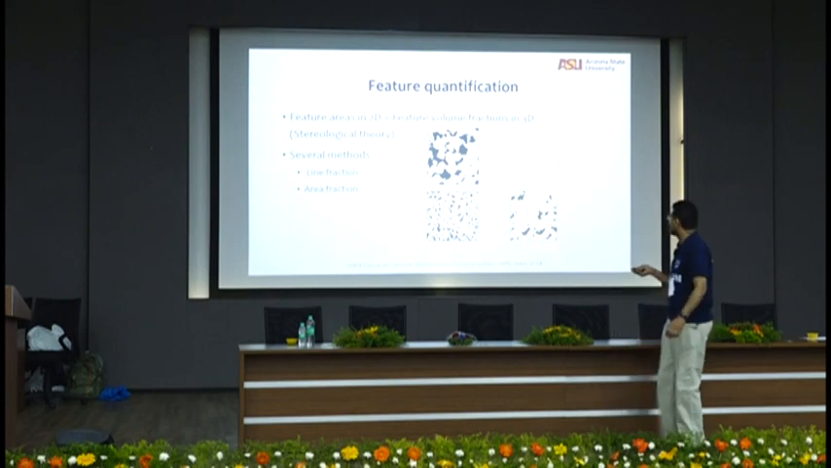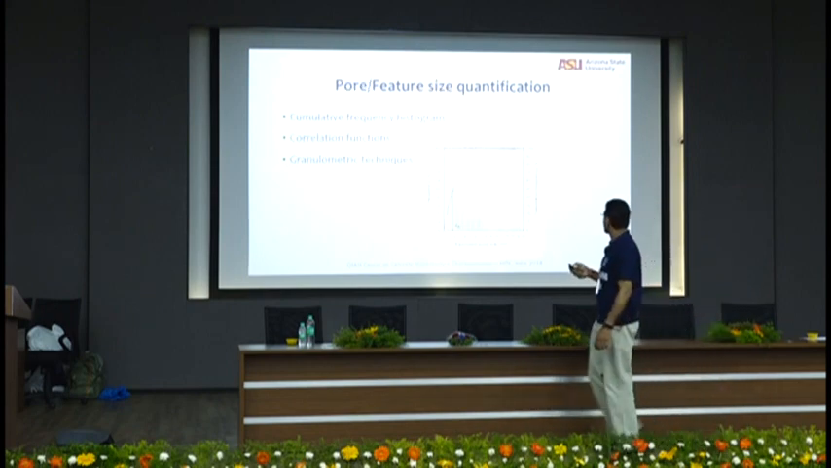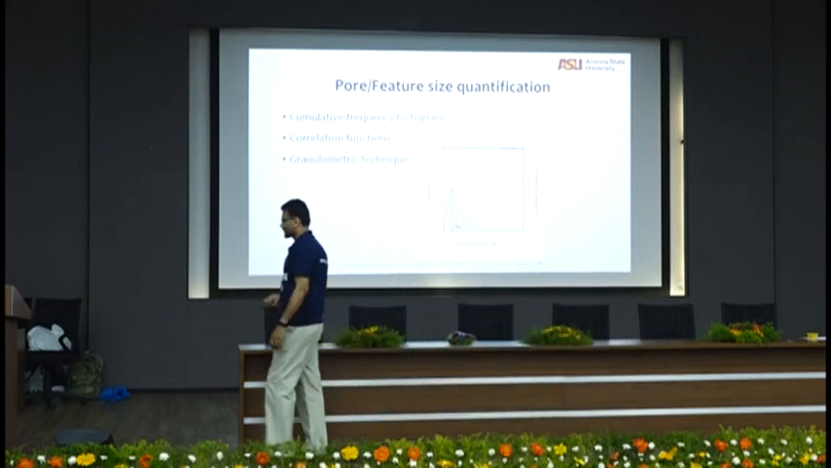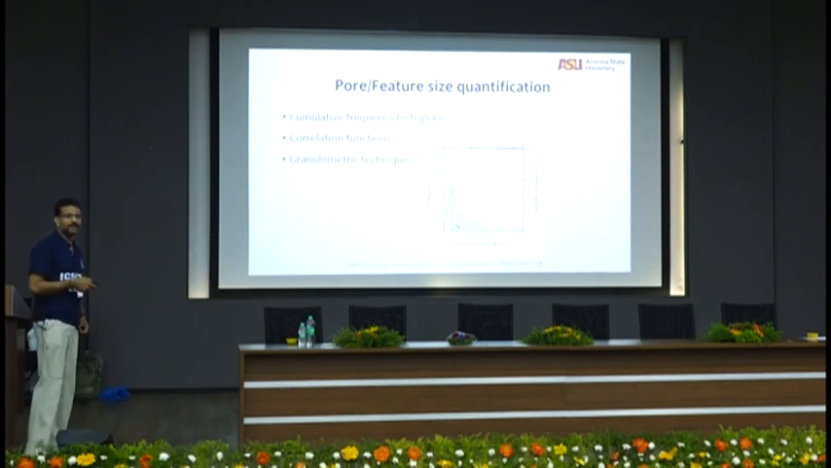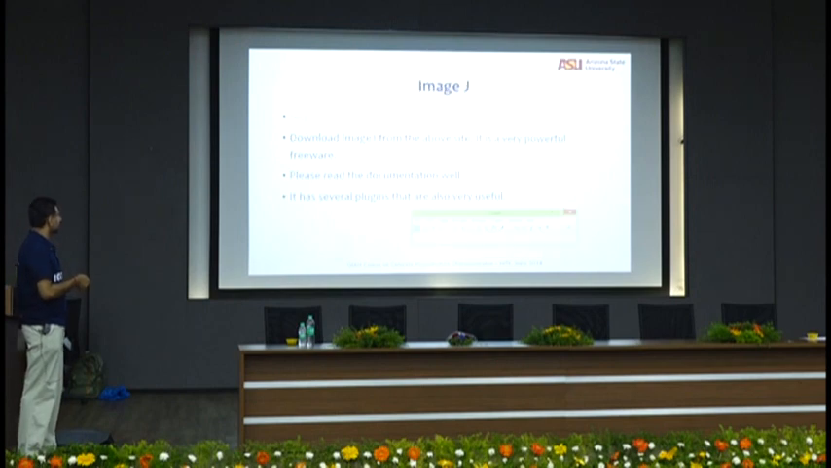Okay. So that's the line fraction and area fraction. You can do cumulative frequency histograms to find out equivalent pore sizes. All these pores you can probably consider to have some kind of an equivalent size, and you can do histograms so you can know which size is large. ImageJ that I told you about, resources.